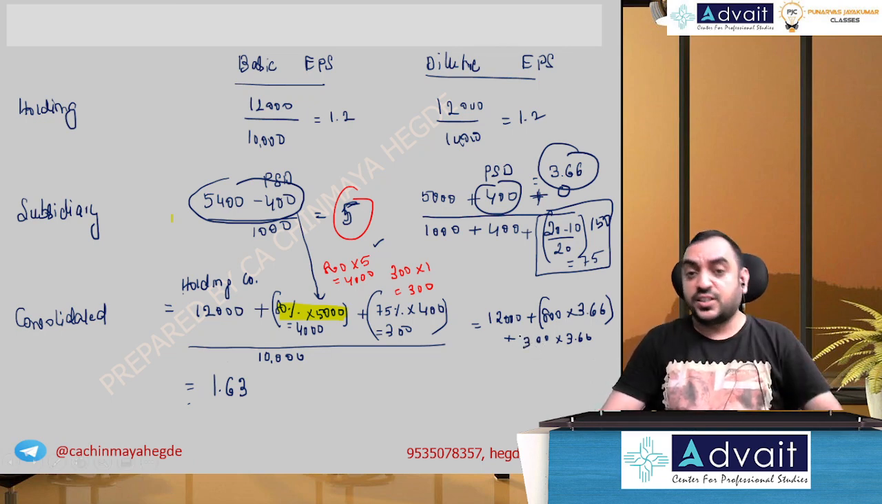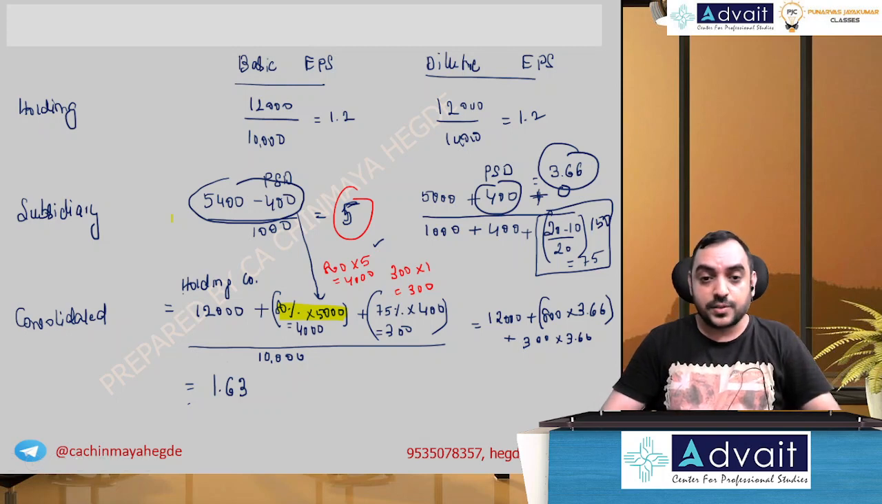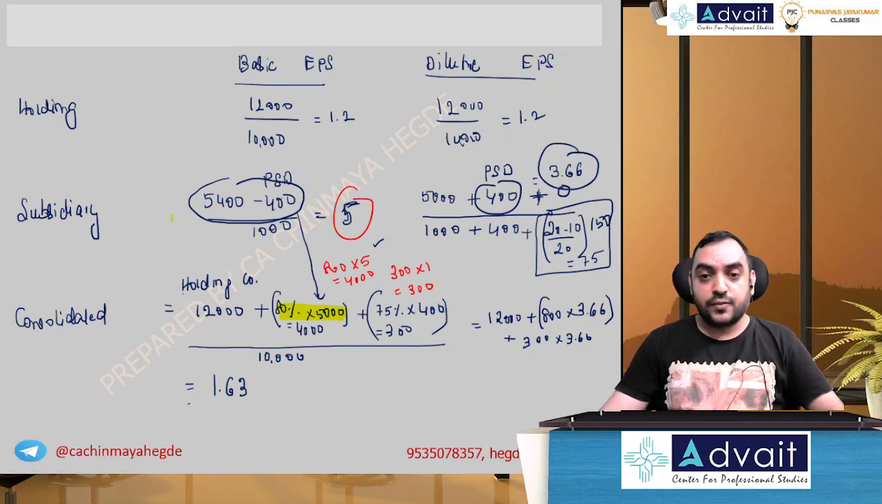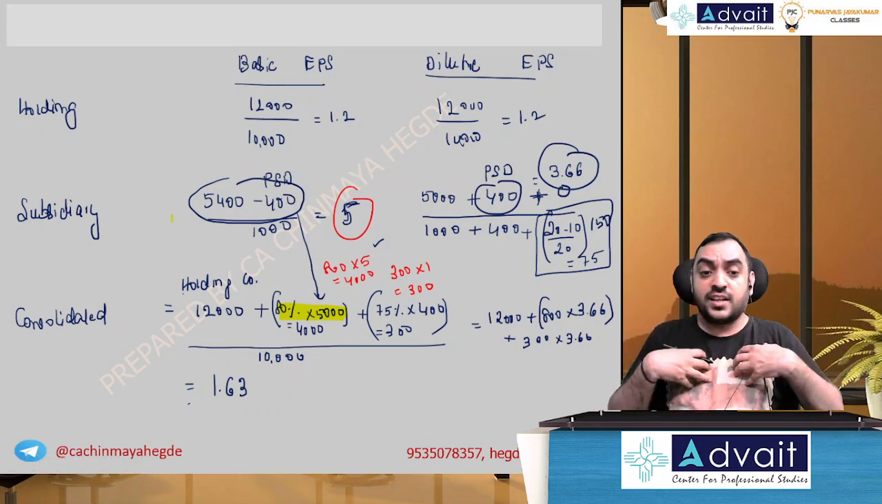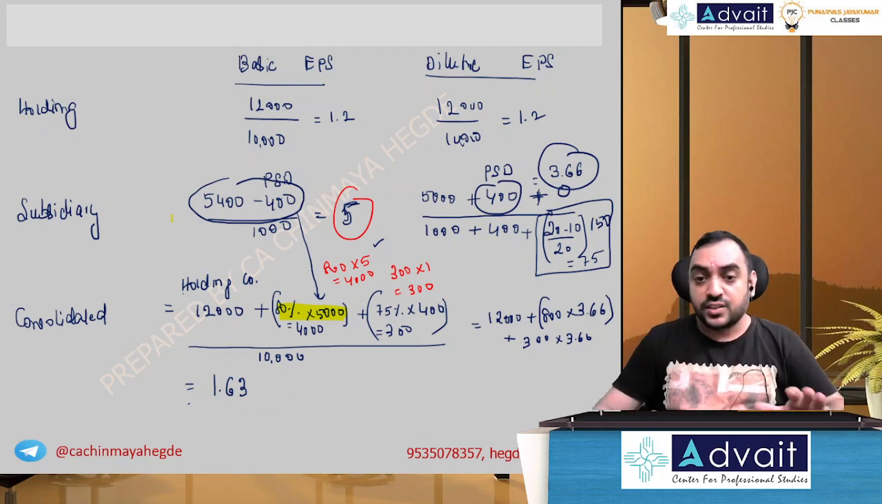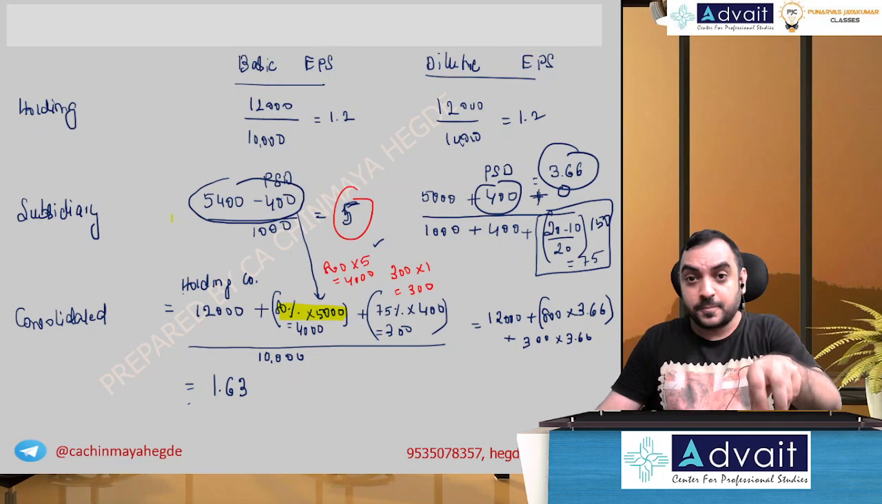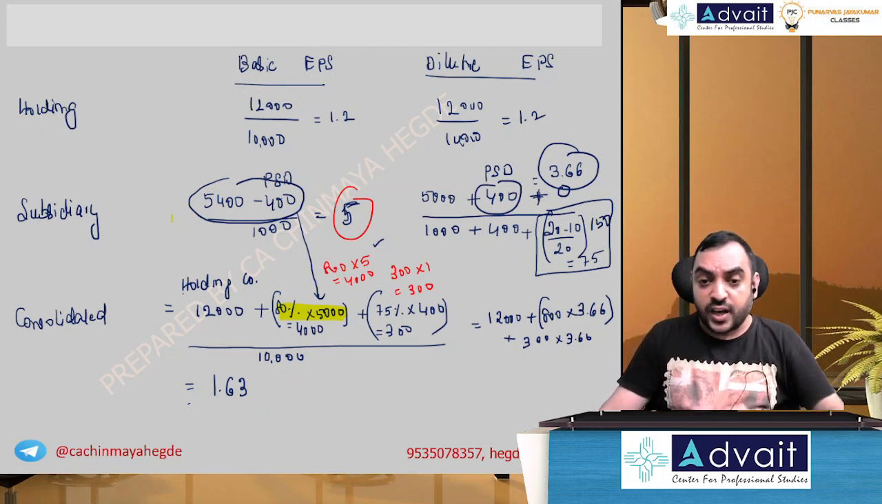You are having 300 shares. Correct, correct. Preference shares, the holding company is having 300. Correct. 400 is total. What we are considering is only what the group is holding. Perfect. 300 preference shares, but those 300 preference shares become 300 equity shares, and each equity share is valued at 3.66.